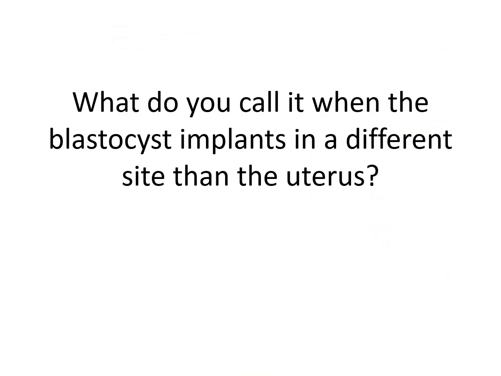Now, normally it implants in the uterine lining. However, there are occasions when something terrible happens in which the blastocyst implants elsewhere. And these are what are called ectopic pregnancies. And this occurs like 1 to 2% of the time. But these are usually going to be fatal and will not survive.